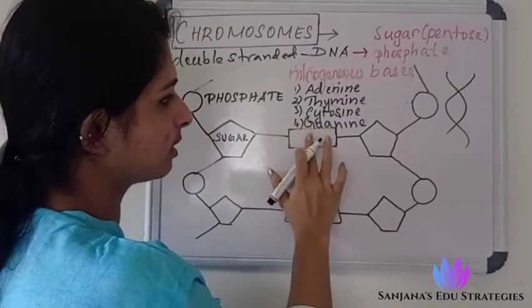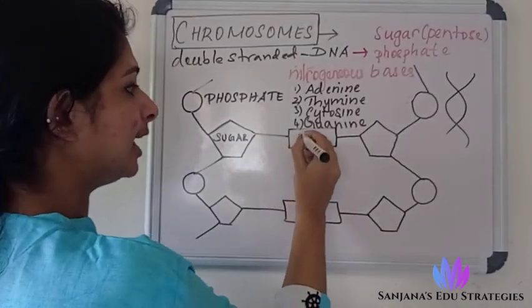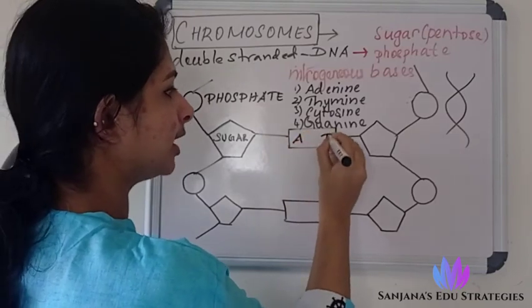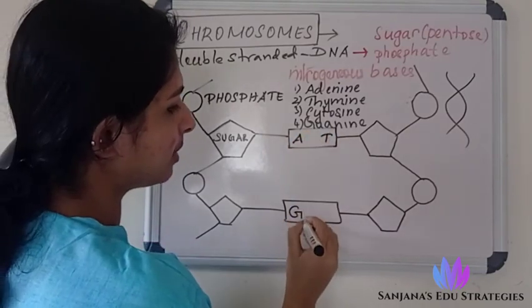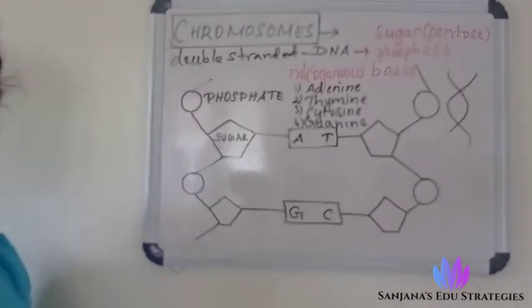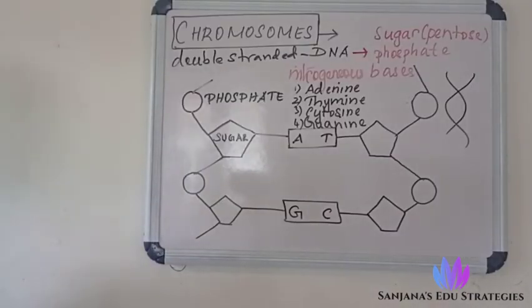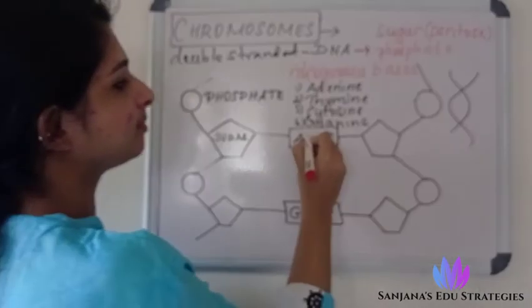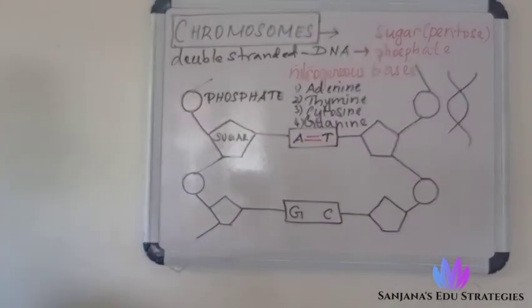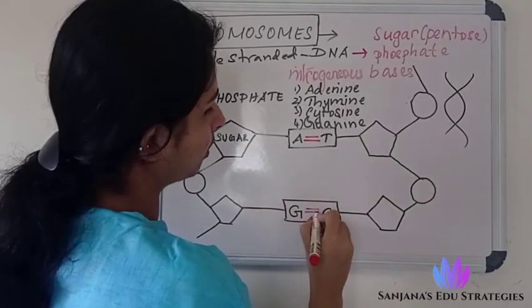Have you understood? Rectangular base. Adenine pairs with thymine. Guanine pairs with cytosine. This thing you have to learn. ATGC. Adenine pairs with thymine, and guanine pairs with cytosine. Adenine pairs with thymine with a double bond. Guanine pairs with cytosine with a triple bond.